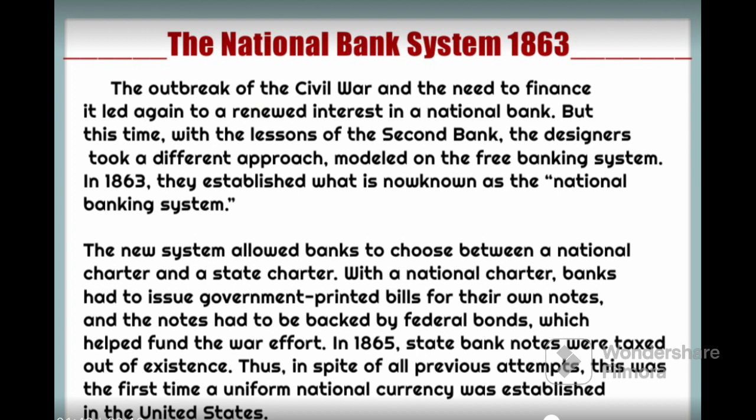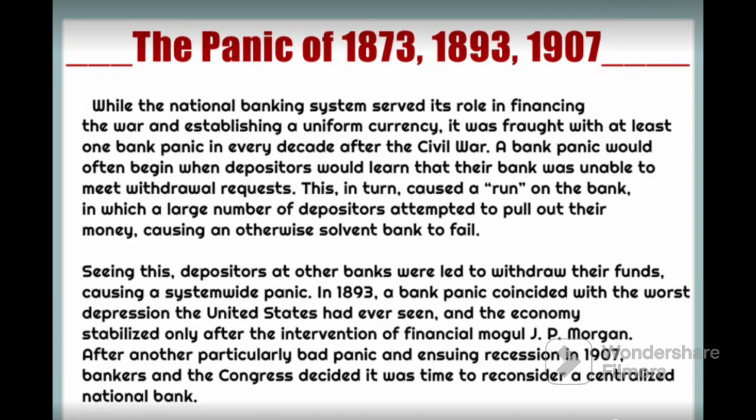In 1865, state banks' notes were taxed out of existence. Thus, in spite of all previous attempts, this was the first time a uniform national currency was established in the United States. The Panics of 1873, 1893, 1907.